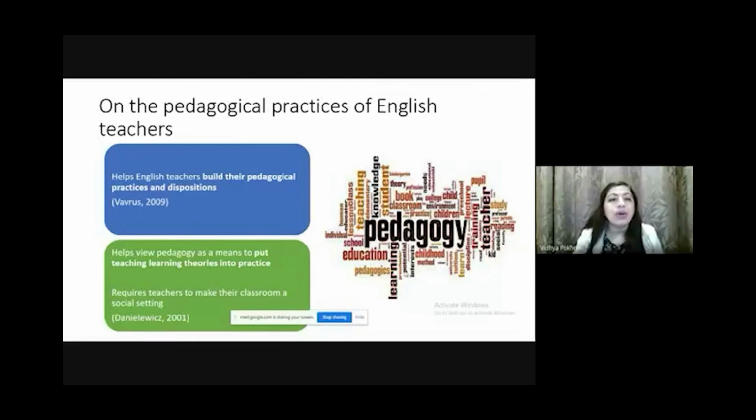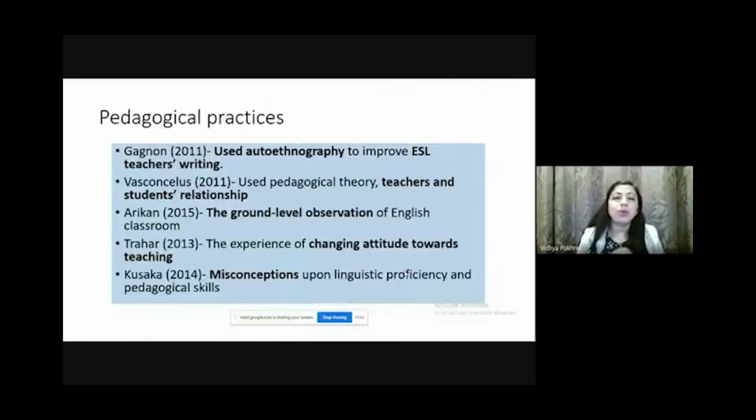And autoethnography helps view pedagogy as a means to put teaching-learning theories into practice. And for this, teachers need a kind of social setting, which is actually the classroom. And so autoethnography is helpful to bring this type of pedagogical dispositions.